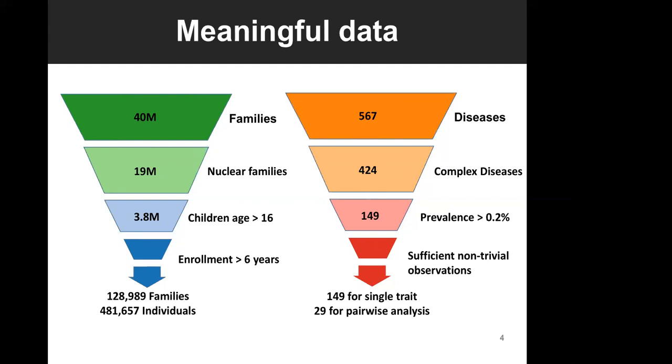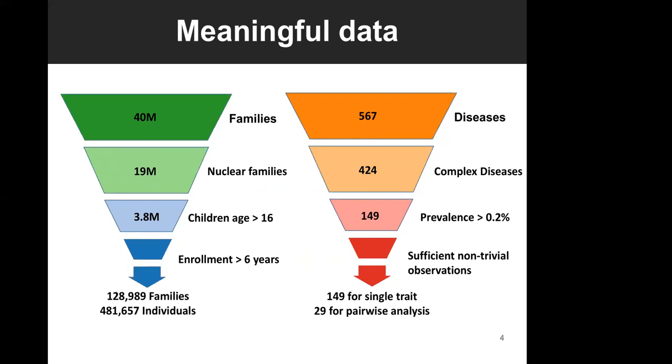We start with 40 million families in our database. Of them, less than half have children. In order to make sure the phenotypes we observe in the parents' generation and in the children's generation are comparable, we limit our study to families with children age 16 or older. So basically, families with young adults.